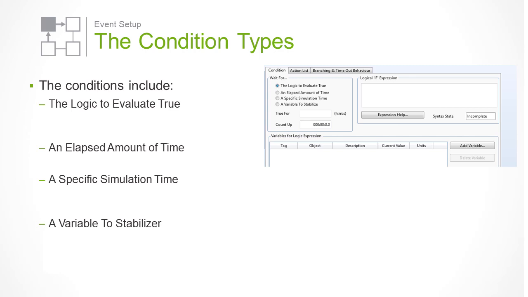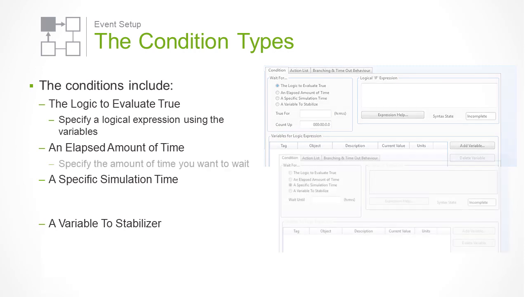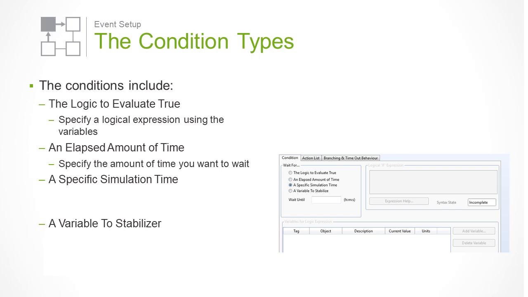For the logic to evaluate true option, click Add Variable in the Variables for Logic Expression group first. From the Variable Navigator, select the variable that you want to use in the logical statement. In the Logical If Expression group, specify a logical expression using the variables that have been added to the event. Elapsed amount of time lets you specify the amount of time you want to wait before the actions are executed. A specific simulation time lets you specify the exact time the actions execute.